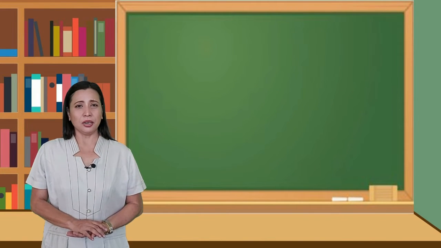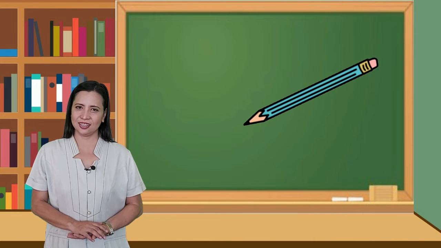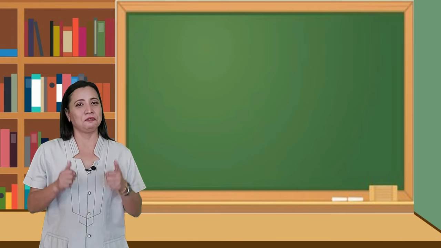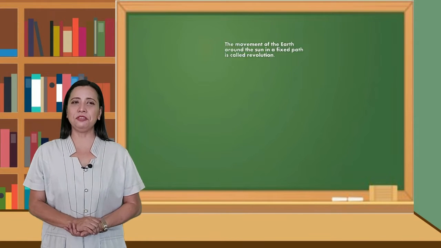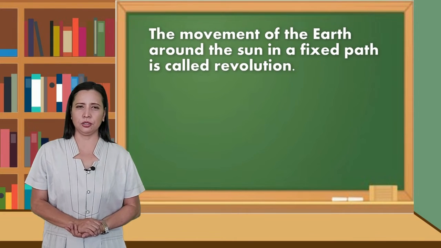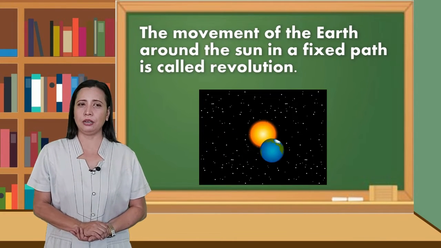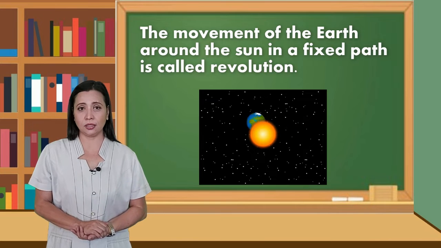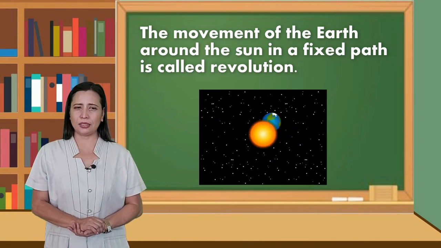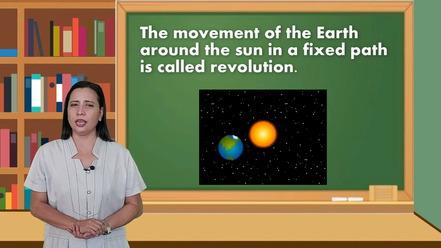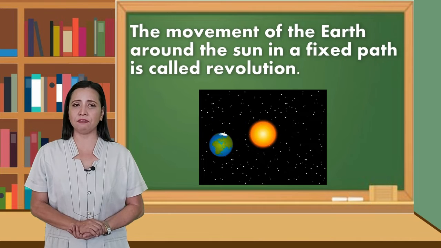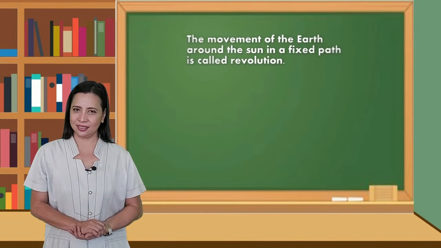How about Earth's revolution? Very good! The movement of the Earth around the Sun in a fixed path is called revolution. The Earth revolves around the Sun from west to east or counterclockwise direction. The Earth completes the revolution around the Sun in 1 year or precisely in 365 and 1/4 days.